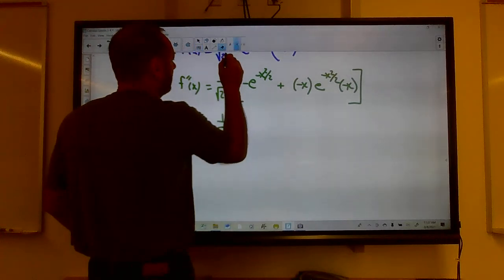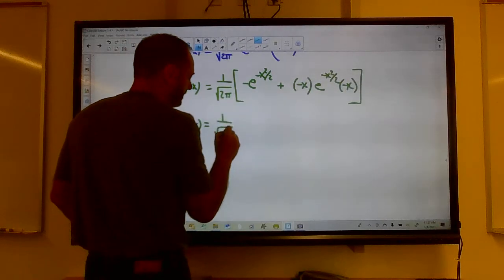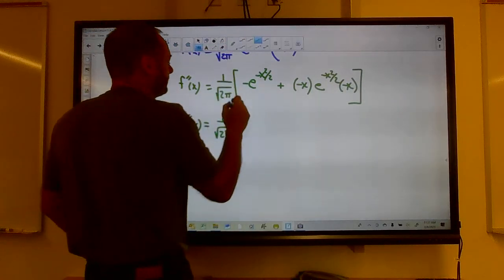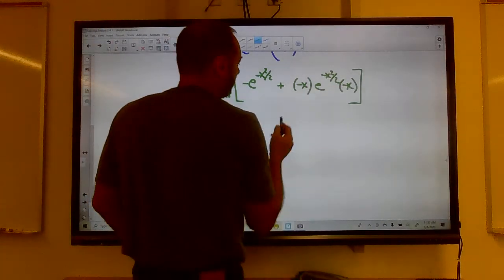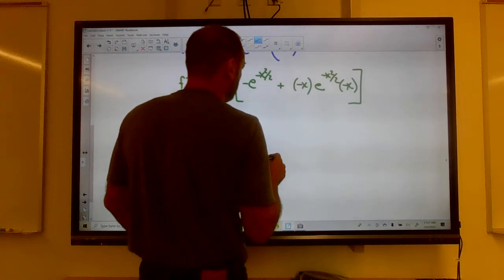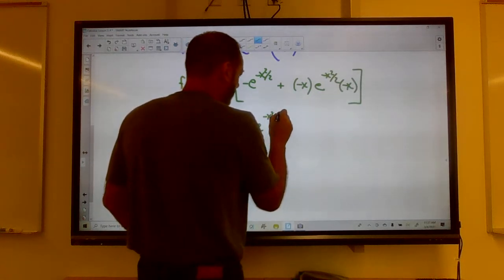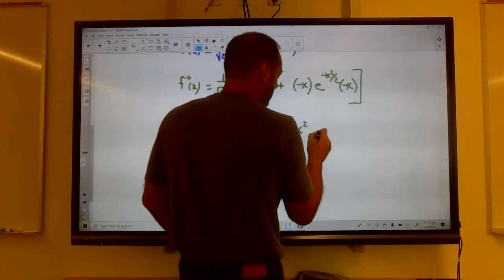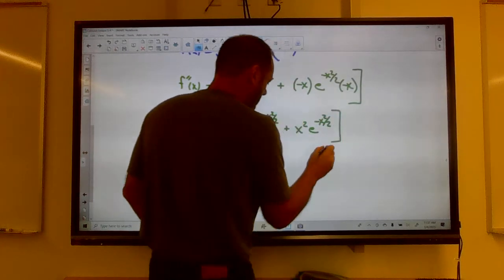Oops, I did that again. Why do I keep putting an x in here? This is a pi. Got it that time. Okay, so then let's see. This negative x times that negative x is going to be x squared. So this is going to be negative e to the negative x squared over 2 plus x squared e to the negative x squared over 2.